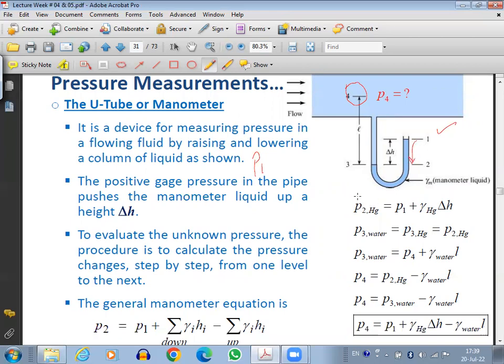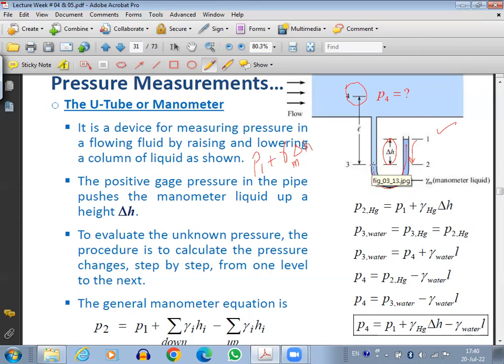But we are moving down. So P1 plus gamma of the manometer fluid, let's call it M, whatever the fluid here is, gamma M into delta H. Let's say this is delta H. Okay, so now we have moved from point 1 to point 2. This is the same as point 3 because it's the same manometer fluid. So whatever the pressure at 2 will be the same as pressure at 3.